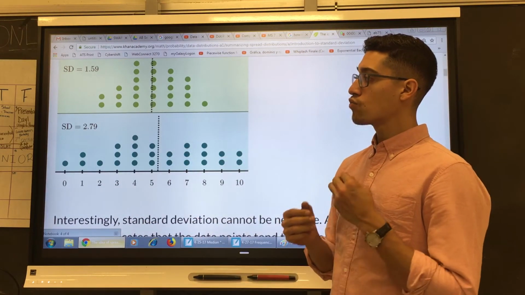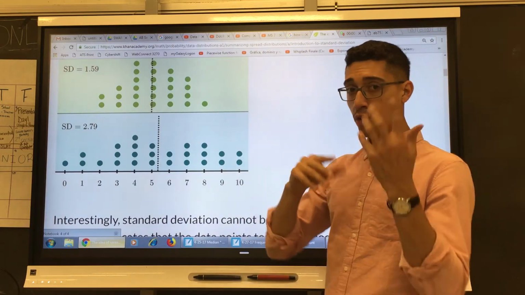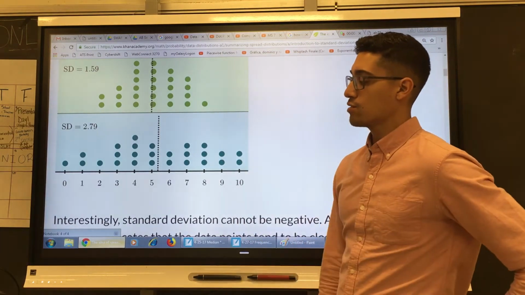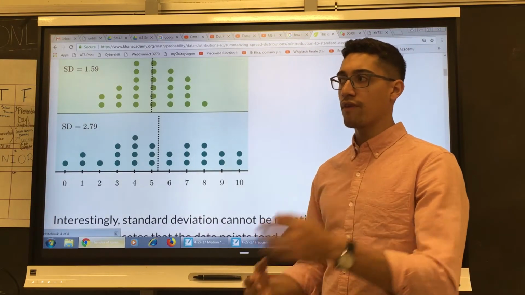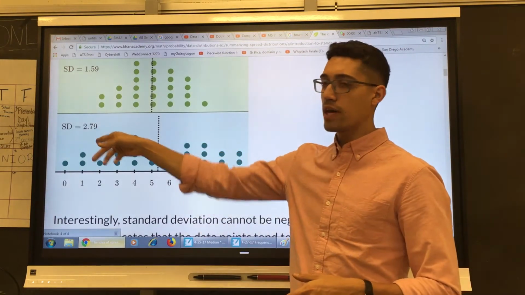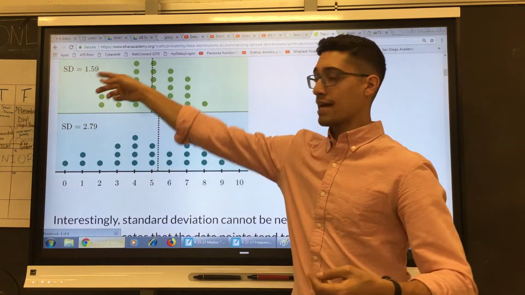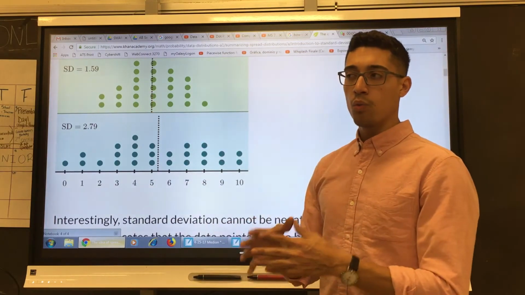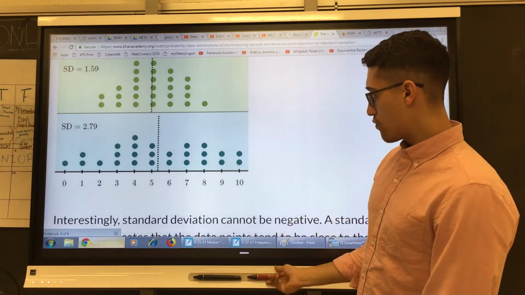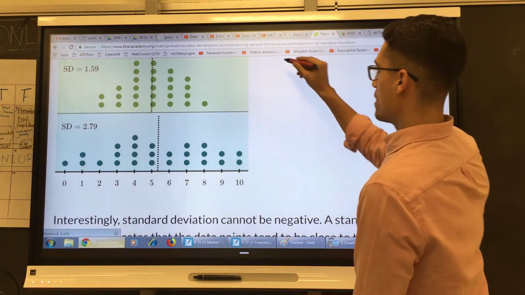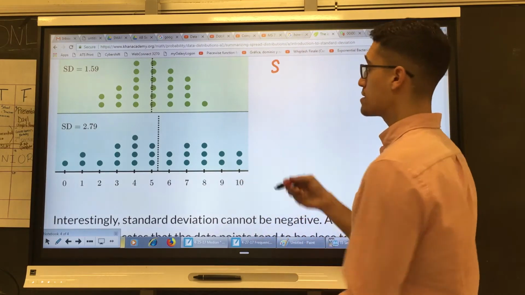But what's really interesting is that you need to understand, what does that number tell you about this data? So what does it mean that the standard deviation is 1.59 and that this standard deviation is bigger? This one's almost 3. This one's like half of 3. What does that mean? So this is what it means. So let me see if I can write on this. Yes, I can. So make sure you copy this down.